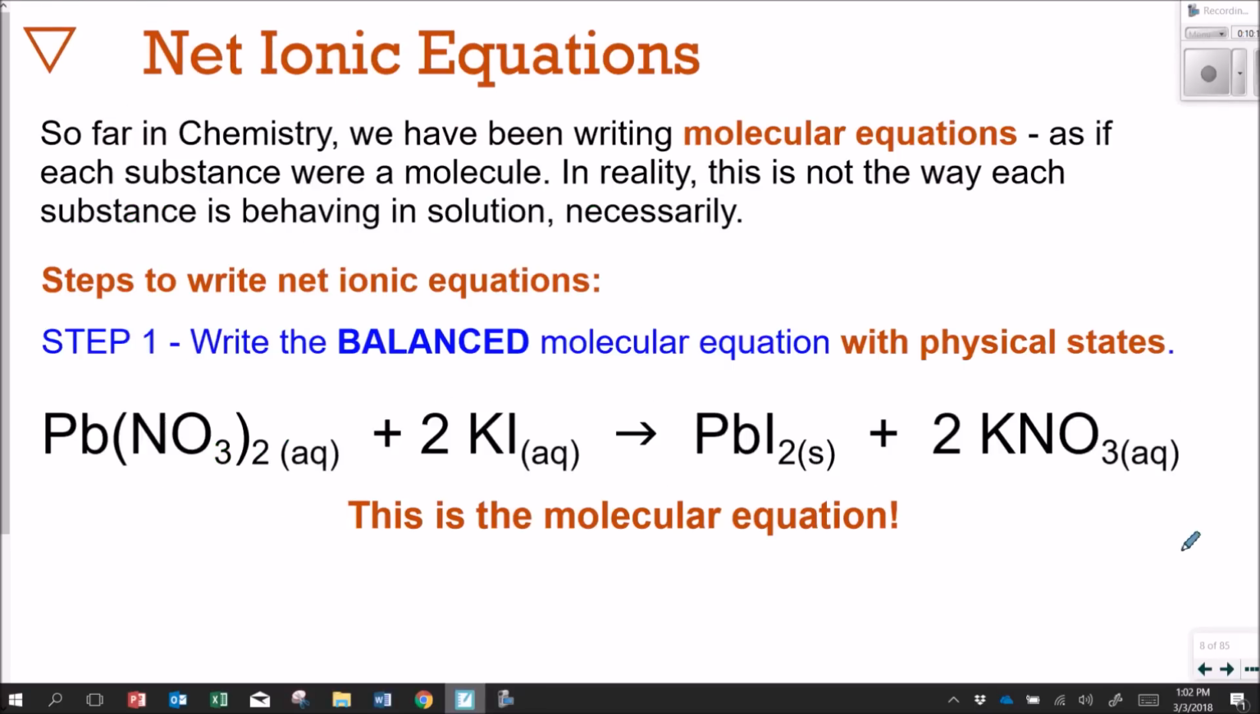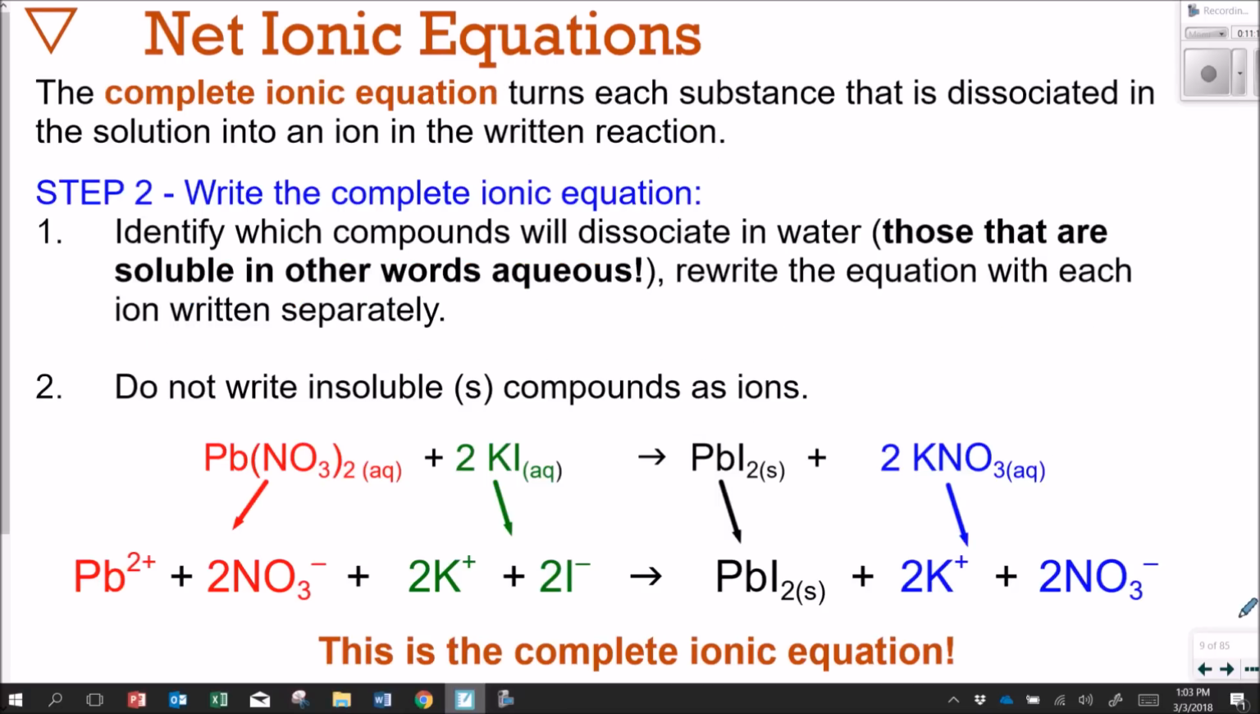So what are the steps to writing a net ionic equation? Step 1, we write the regular balanced molecular equation with all the physical states. The complete ionic equation turns each substance that is dissociated in the solution into an ion. Step 2 is to write that complete ionic equation. So we will identify which compounds dissociate, and it's those that are soluble.